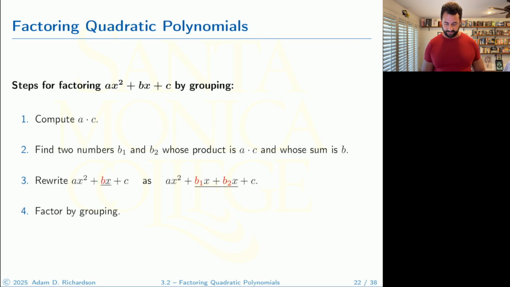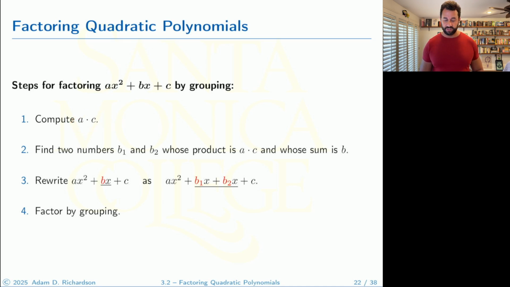So here's how you do it. If you've got a quadratic expression of this form, you can factor it by grouping using this four-step process. One, compute A times C. A is the leading coefficient. C is this constant term. You're going to multiply those two values together to get some number.